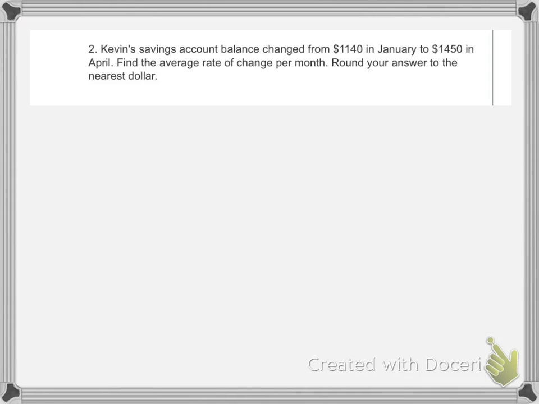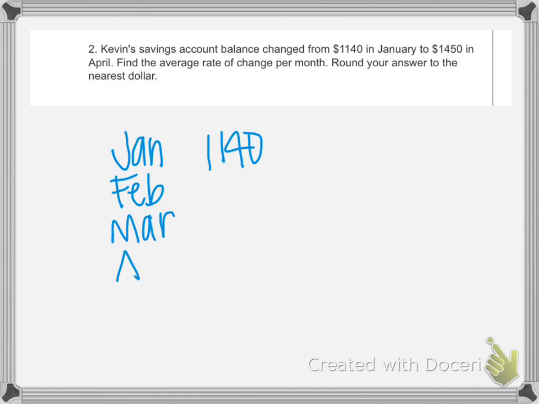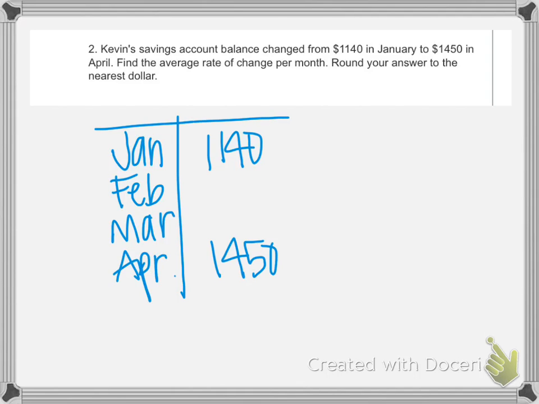So I would make a table. In January it was $1,140. Something happened in February, we're not really sure. January, February, March, and April. And we know in April it was $1,450. So we're talking about time, really, number of months, and amount.